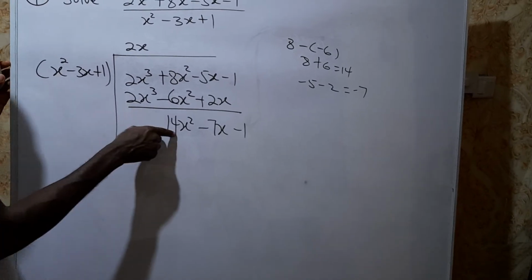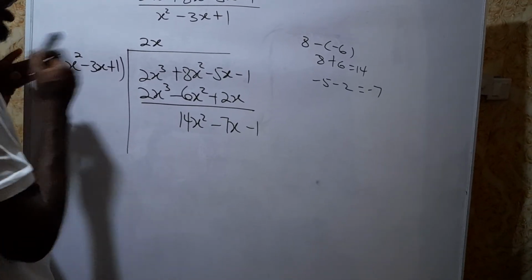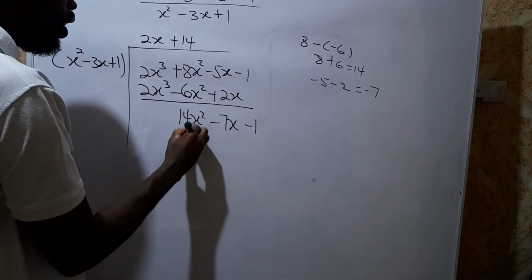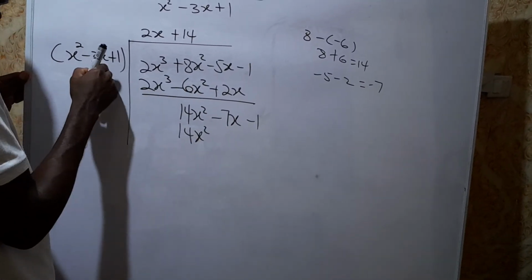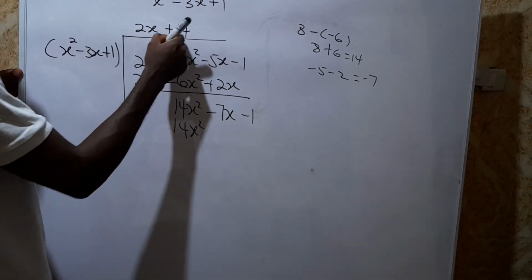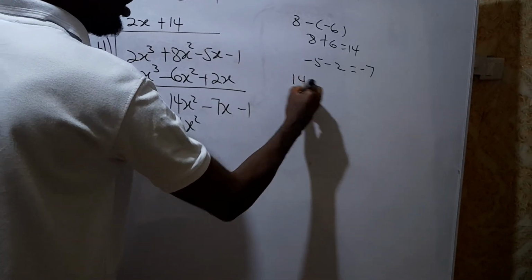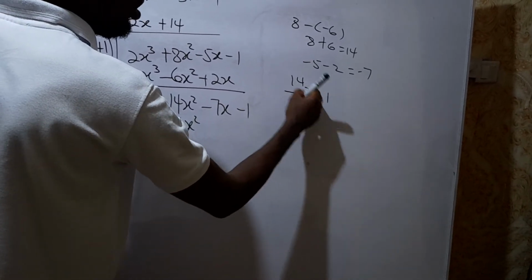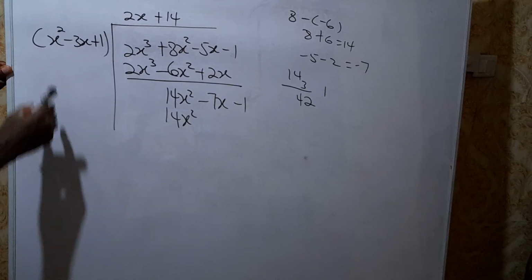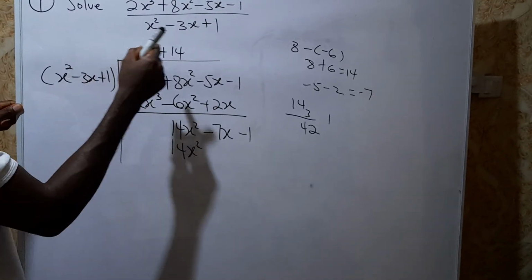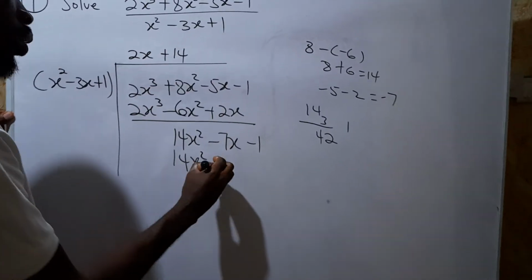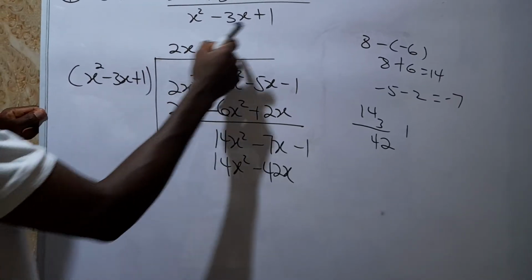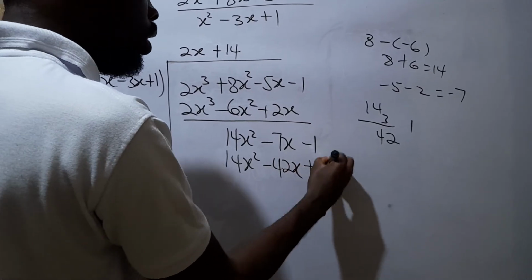So x squared will go into 14x squared, 14 times. X squared times 14 will be 14x squared. Then 3 times 14. 4 times 3 will be 12, and 1 times 3 is 3, that will be 42. So 3x times 14 will be minus 42x. And 1 times 14 will be plus 14.